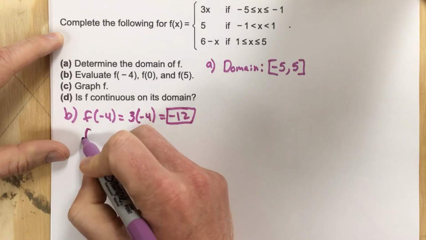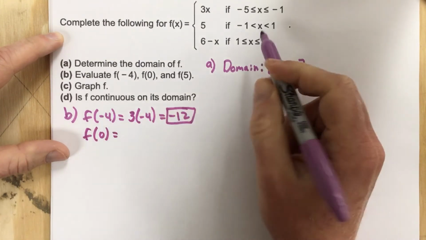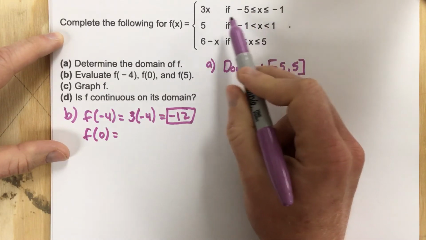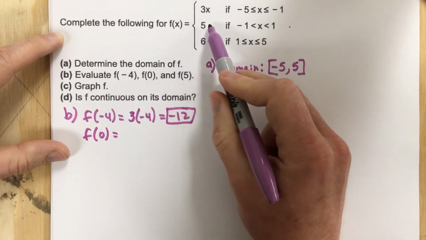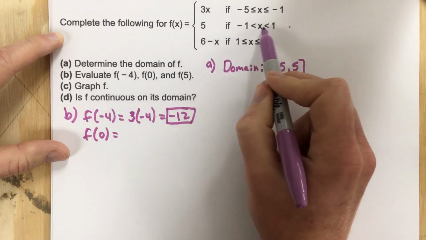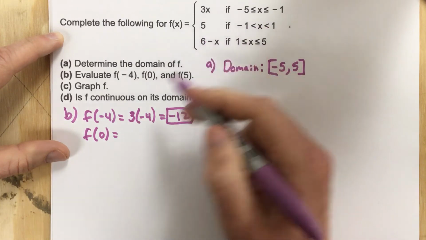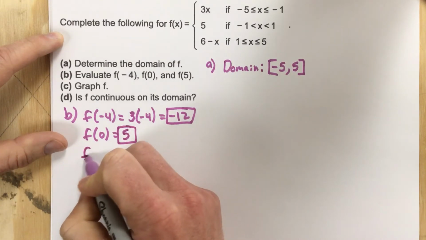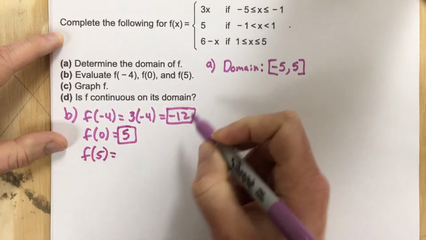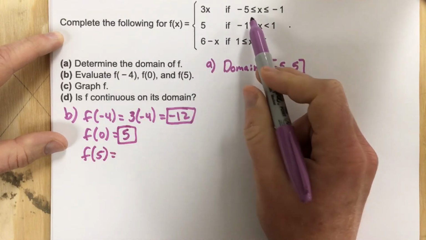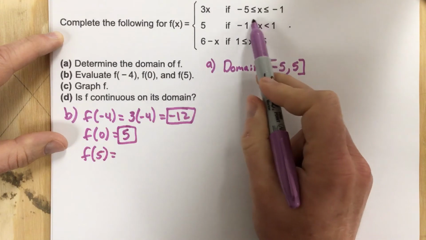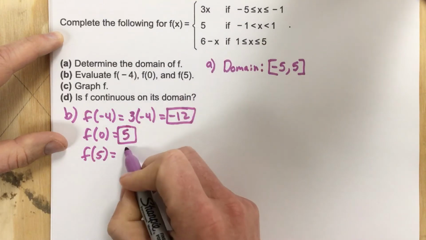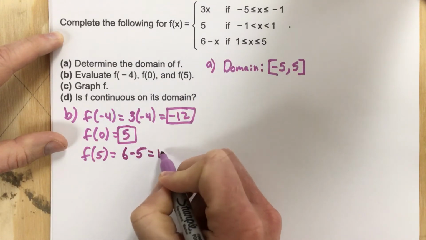F of 0 then, I look, where's 0 at in the domain? Well, it's not here, but it's between negative 1 and 1. So that says that that is 5, right? There's no x value to plug 0 into. So anytime you're between negative 1 and 1, it's just 5 for a solution. So we got 5 there. And then f of 5, is it in between here in this domain? No. We're going to check in between here. Nope. Down here, though, it is in that piece, so we do 6 minus 5, which is 1.